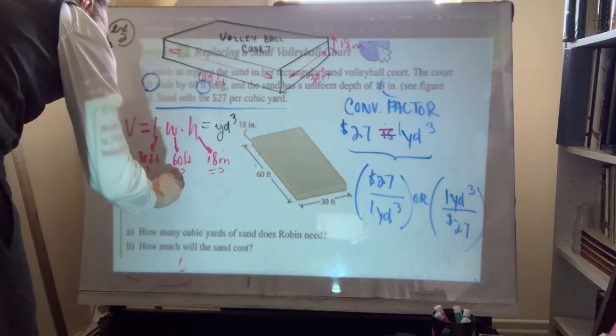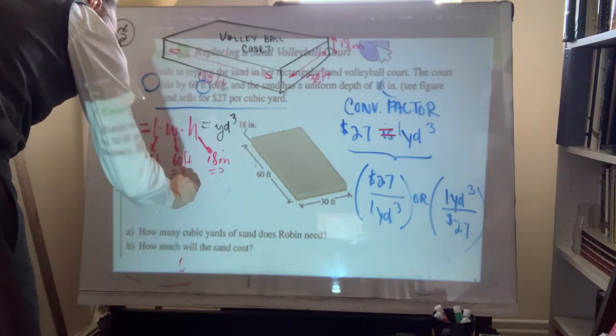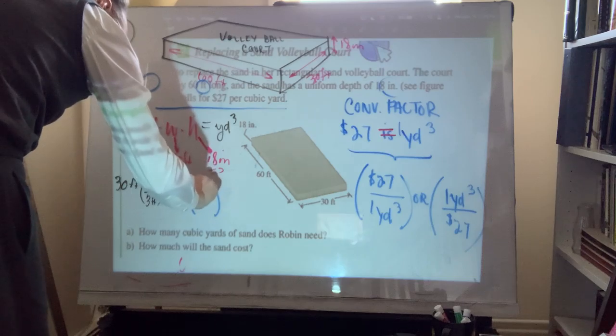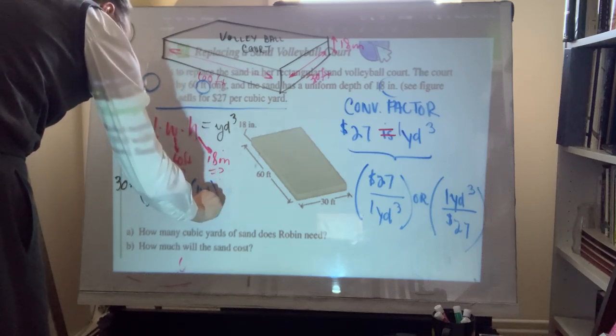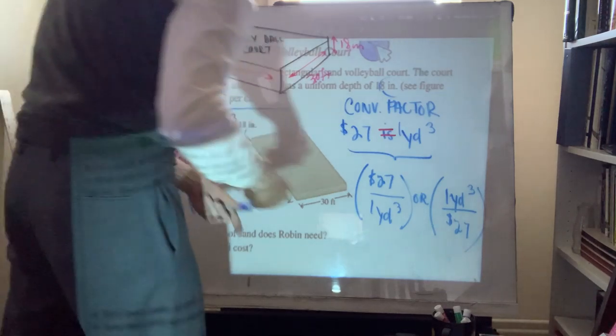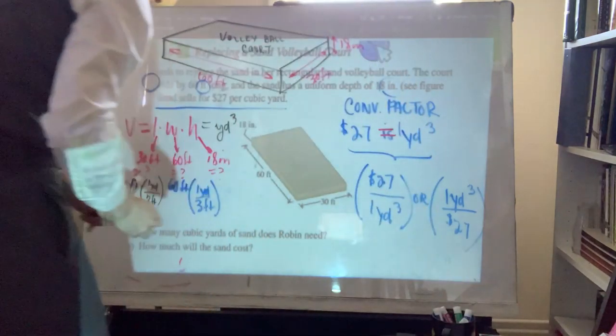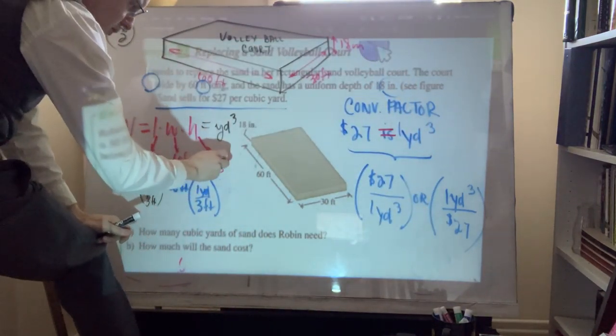So the second thing would be 60 feet times the same conversion factor. 1 yard is 3 feet. And then when you get to the 18 inches, you gotta switch things up a little bit, all right? Because you have a different unit.